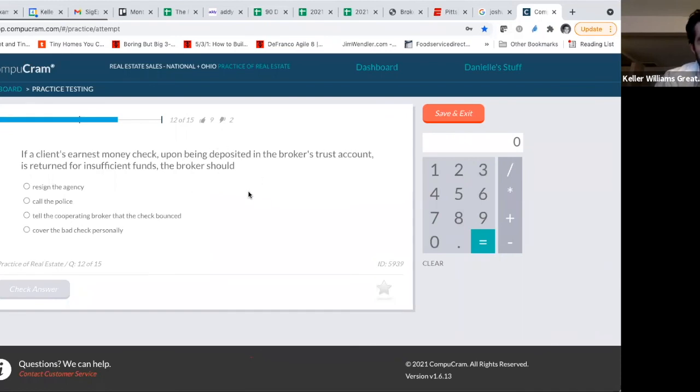If a client's earnest money check, upon being deposited in the broker's trust account, is returned for insufficient funds, the broker should A, resign the agency, B, call the police, C, tell the cooperating broker that the check has bounced, or D, cover the bad check personally.